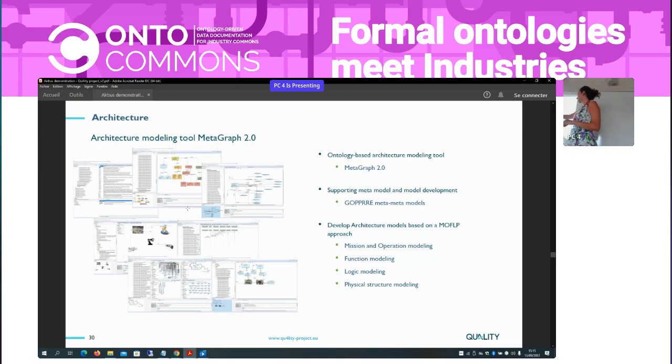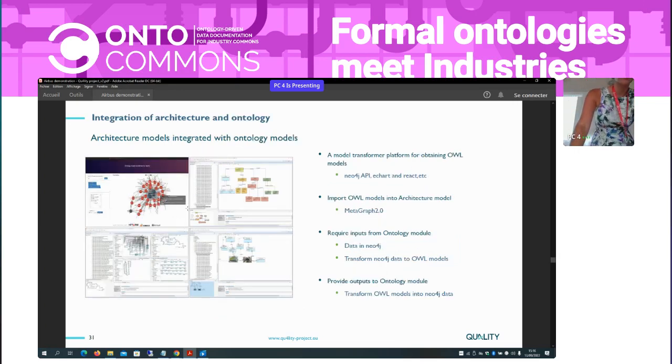And so all the architecture models were fulfilling the MOFLT approach, so describing the mission, the operation, functional, logical, and physical structure of the system.